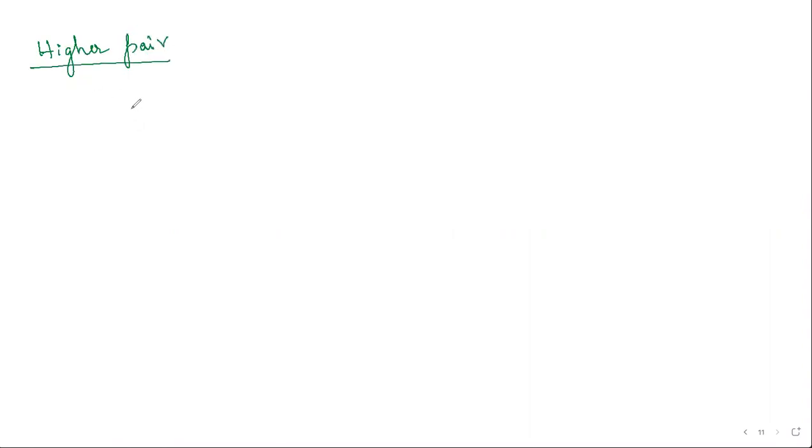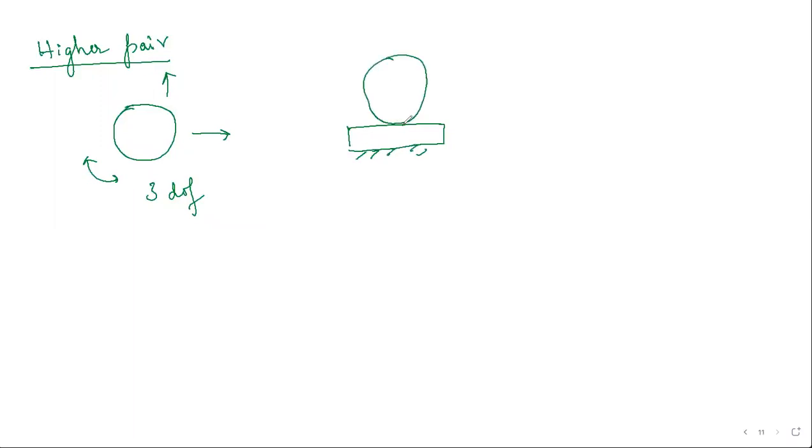Okay, so higher pair means usually you take a curved surface, because on a flat surface it will be a point contact. So how many ways can it move in the xy plane? Just check this, x, y, and then it can rotate. That's it. So 3 degrees of freedom is present here. And now once I connect it to some fixed surface, it should not go up.